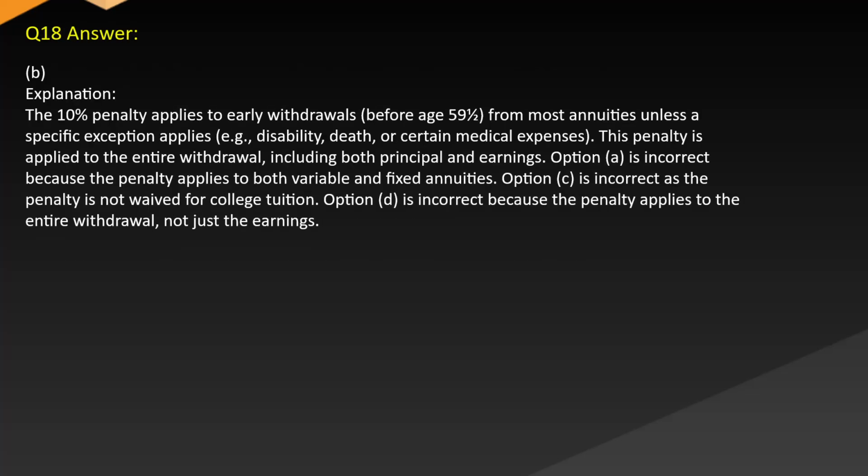Answer B. Explanation. The 10% penalty applies to early withdrawals before age 59½ from most annuities unless a specific exception applies, e.g. disability, death, or certain medical expenses. This penalty is applied to the entire withdrawal, including both principal and earnings. Option A is incorrect because the penalty applies to both variable and fixed annuities. Option C is incorrect as the penalty is not waived for college tuition. Option D is incorrect because the penalty applies to the entire withdrawal, not just the earnings.